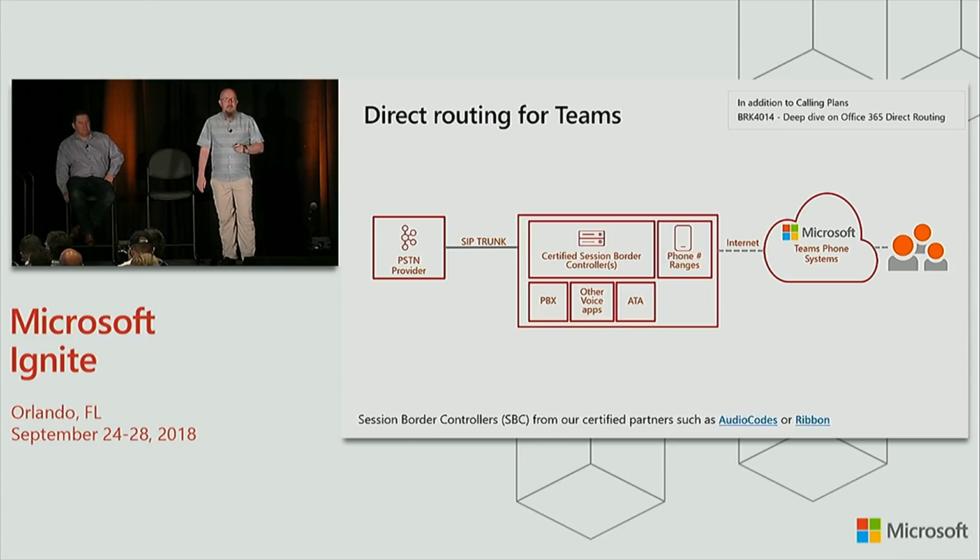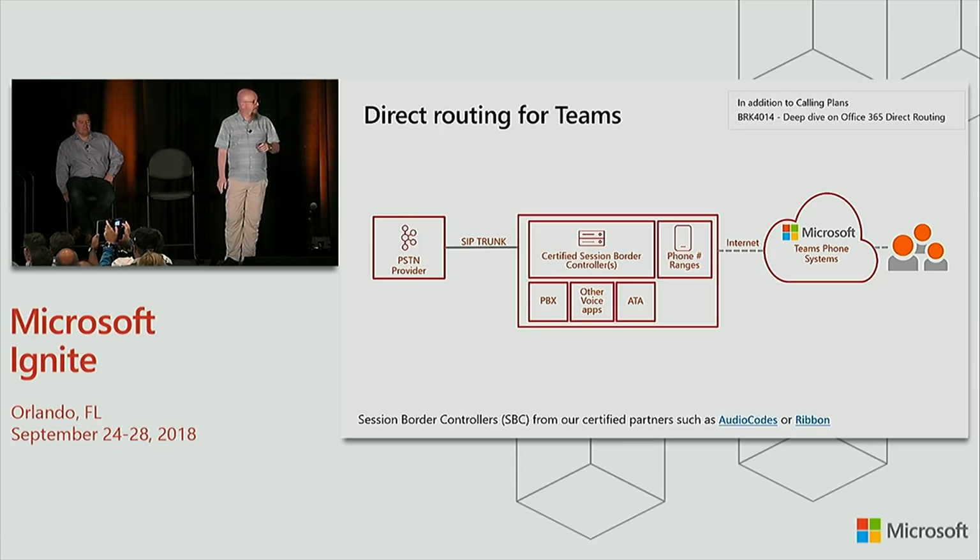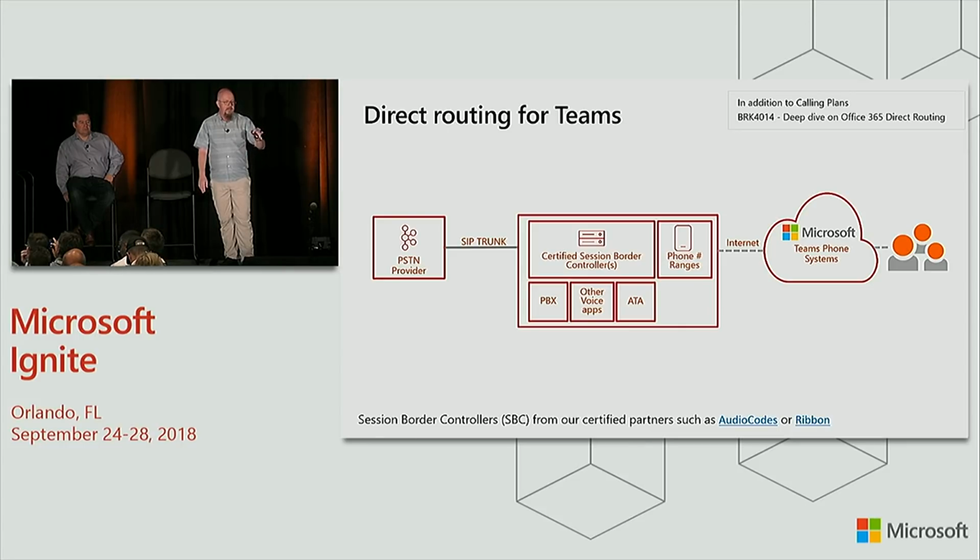So we talked about companies that already have existing investments in, say, their PSTN infrastructure. One of the things that was recently announced, and I believe the deep dive for this is tomorrow, is this idea of direct routing. So you already have your PBX. Maybe you've got analog desk phones connected through an ATA, an analog telephone adapter, and that's connected through your existing PBX infrastructure. You've already got your own trunk, your own connection back to your PSTN provider.